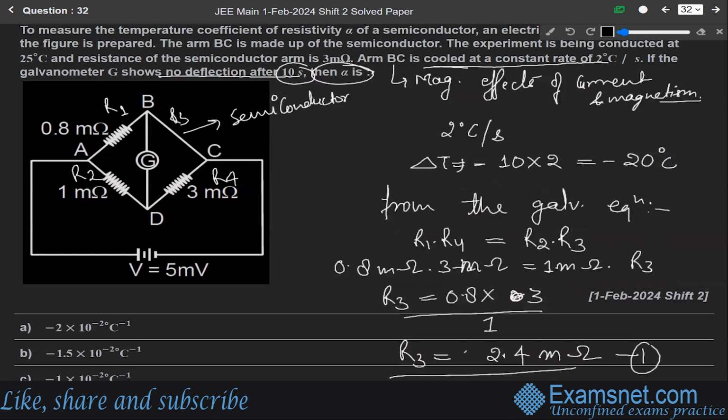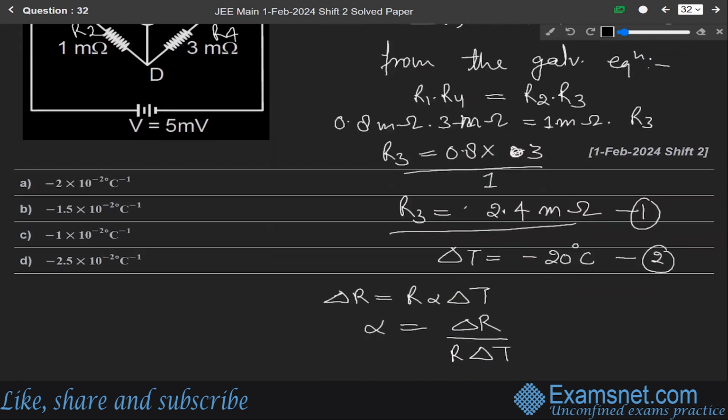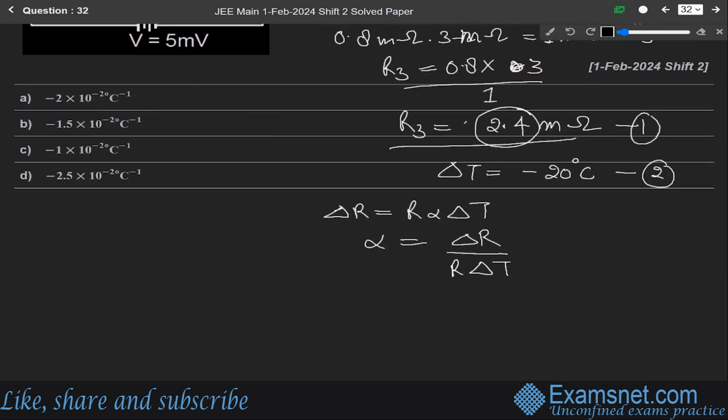See, according to the question, at first the resistance of the semiconductor is 3 milliohm. Okay. And it falls down to 2.4 milliohm. So delta R will be 2.4 minus 3 milliohm, so it will be 0.6 milliohm. So delta R here is minus 0.6 milliohm.